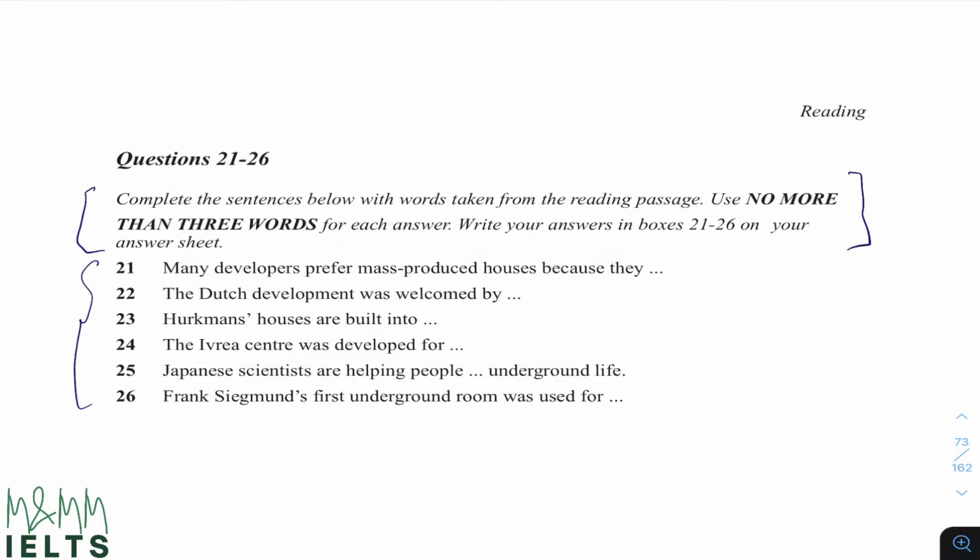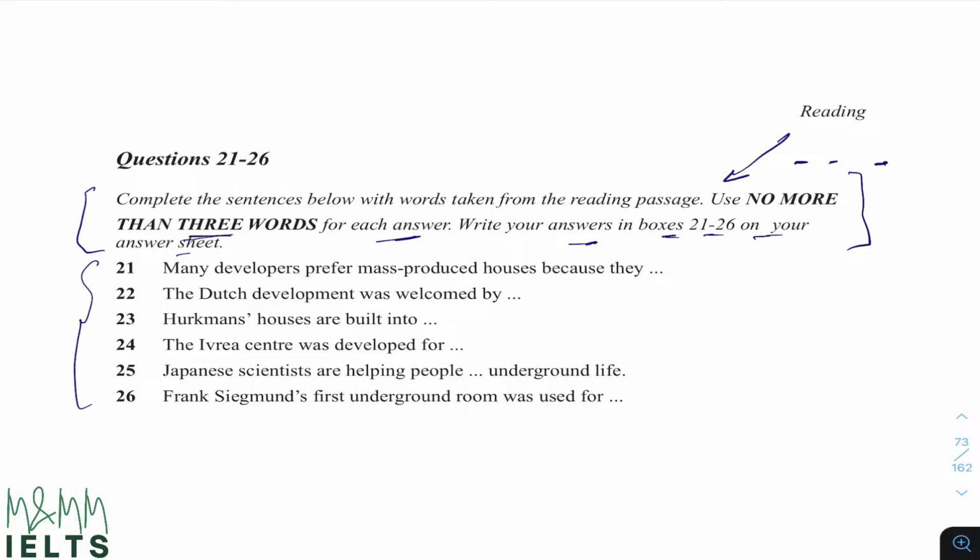Like we discussed, we will first of all read out the question, what this question is asking from us. It says, complete the sentences below with words taken from the reading passage. Use no more than 3 words. So maximum words that we can use is 3. Yes, you can use 1 word answer. Yes, you can use 2 words answer. Maximum you can use is 3, no more than that. For each answer, write your answers in the boxes 21 to 26 on your answer sheet. So you basically just write it down. If it's a computer-based exam, you just type down your answer.